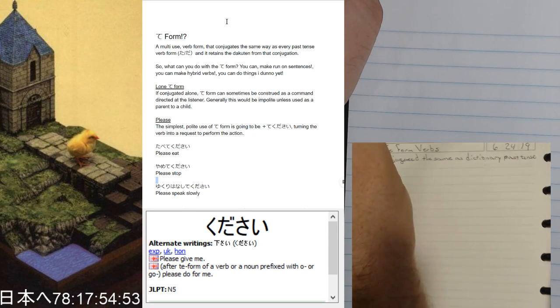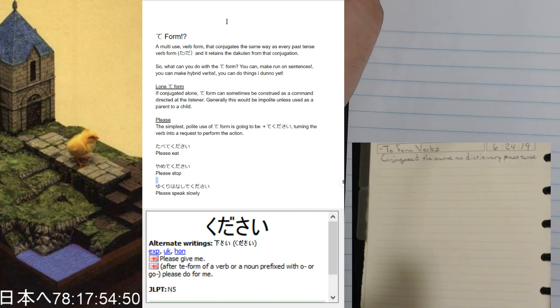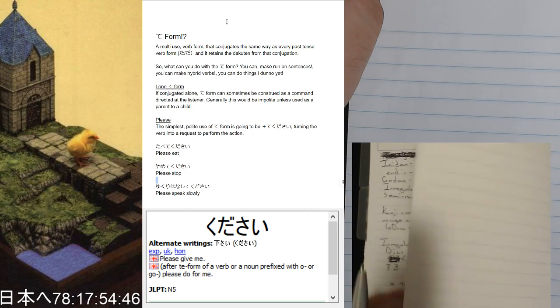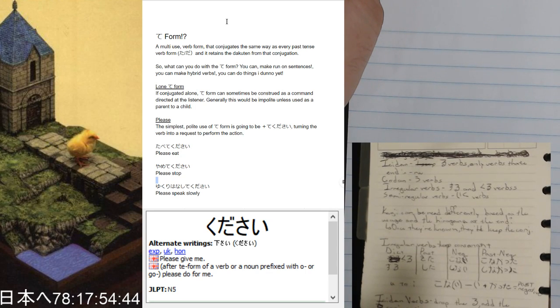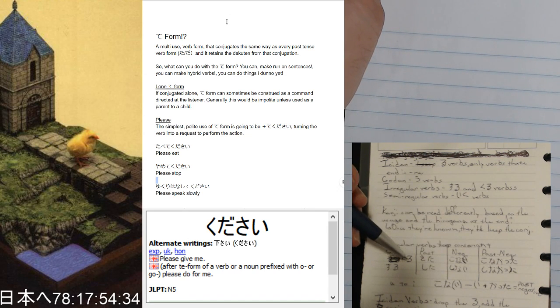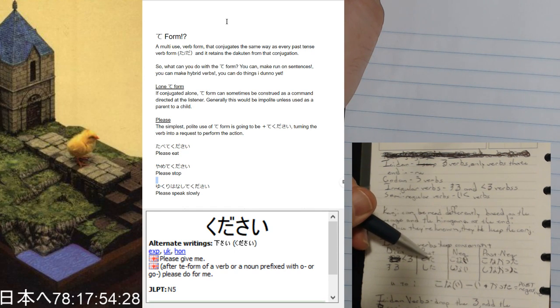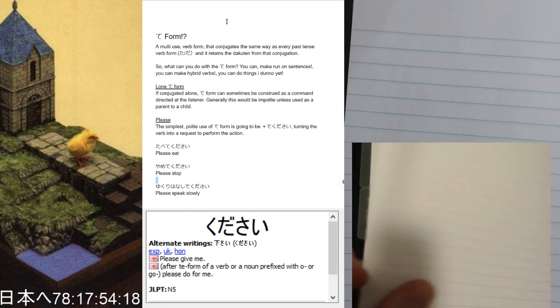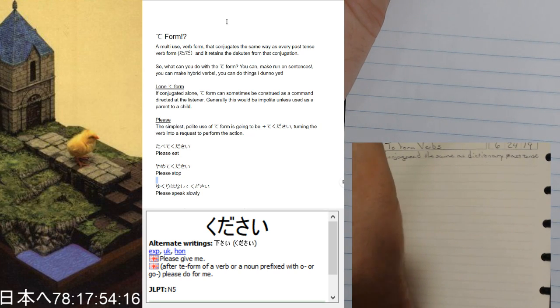Well, okay, hold on. Let's flip back to my previous notes. If we were going to look at kuru, so it would be kita. So what's a te form verb? Instead of ta, it's te. Okay, so kite. Kite. All right.